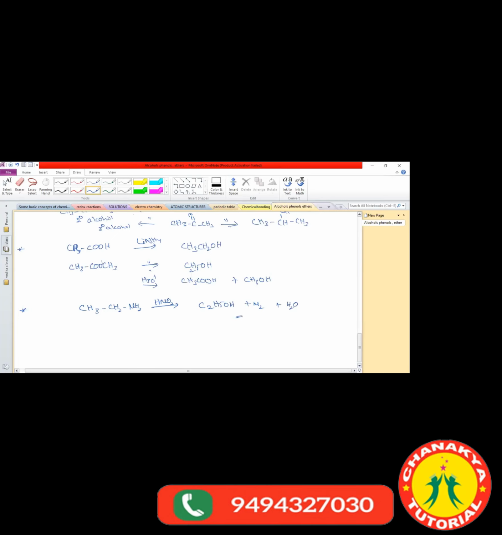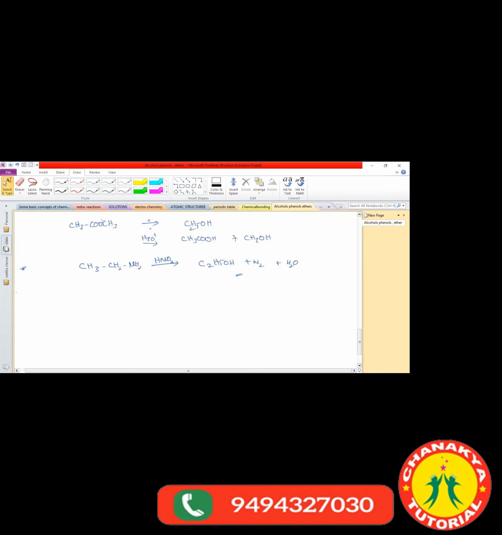So all these are the different methods we are using in the preparation of the alcohols. What are the physical properties? Physical properties and some other methods are also there. In this one, methanol is also there. Preparation of the methanol.